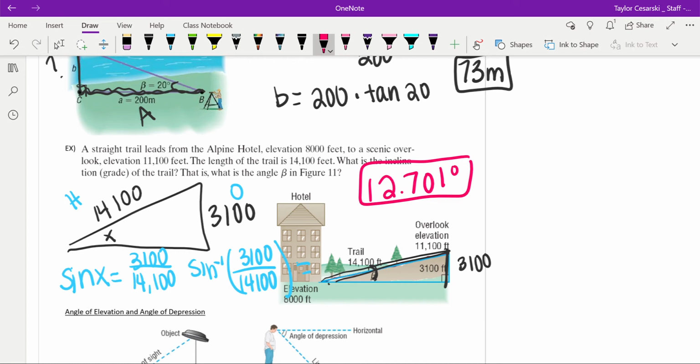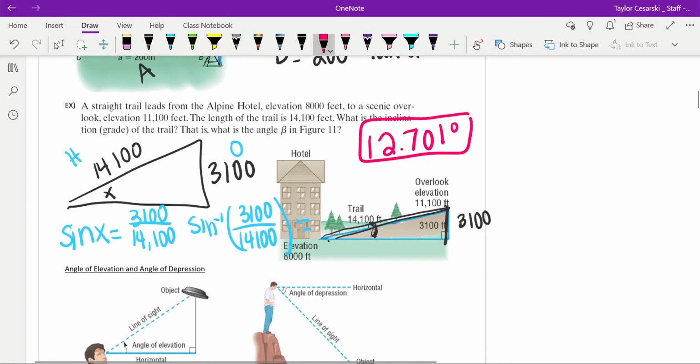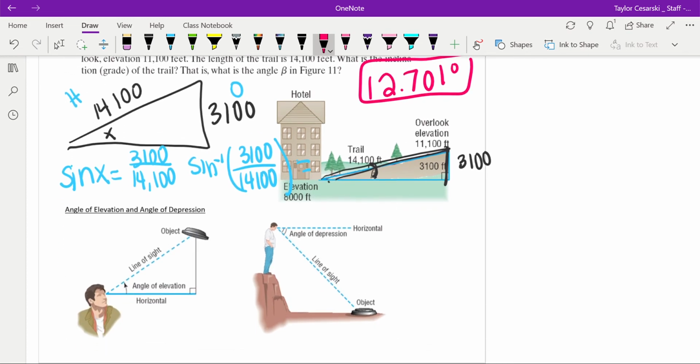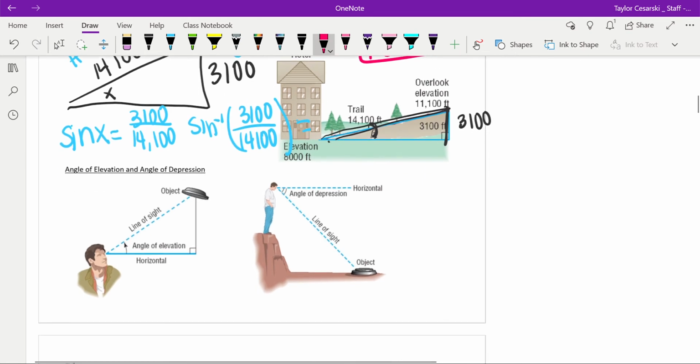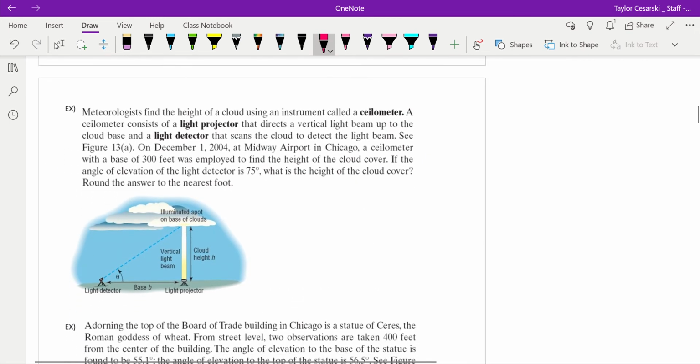Alright, the last thing we're going to talk about in this section is angles of elevation and angles of depression. So elevation obviously is going up, and depression is the angle that's going down. Okay, so we're going to do two examples right here.